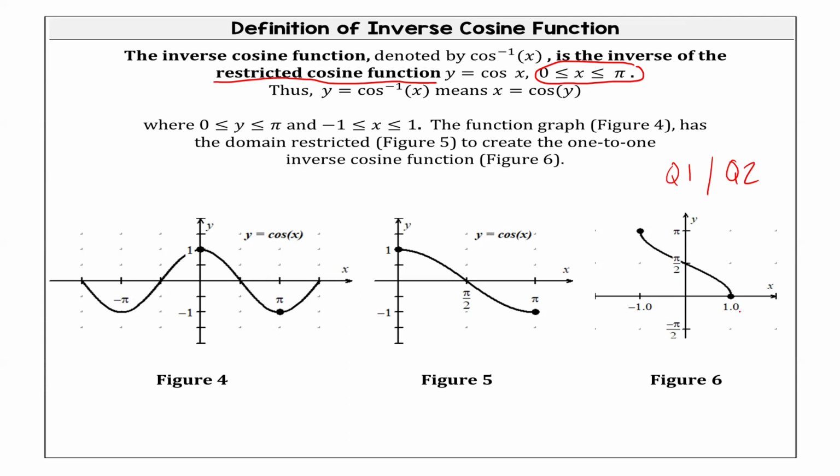The reason being, look at what our range is on our final graph. Our domain is x greater than or equal to -1, but less than or equal to 1. Do we see that? So that's why we're only in quadrant 1 and quadrant 2. Got it?